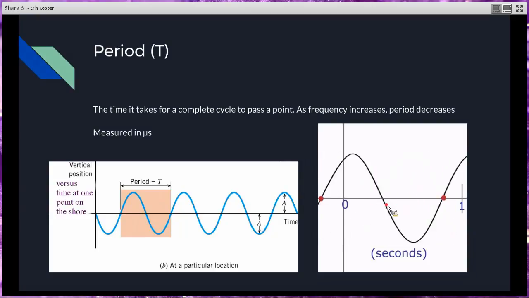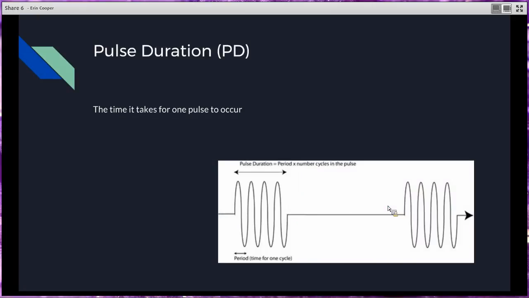Okay, so that is period. Now let's take a look at pulse duration. Remember what we talked about with a pulse? A pulse is a vibration of sound. So pulse duration, duration just means how long it lasts. It's another time measurement. So pulse duration is the time it takes for one pulse to occur.